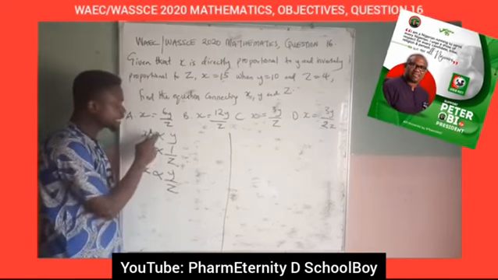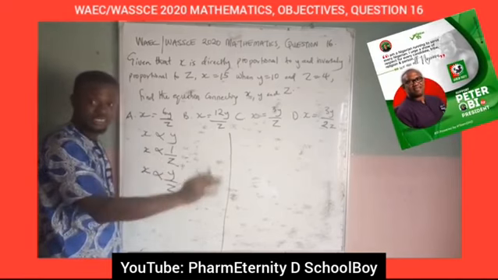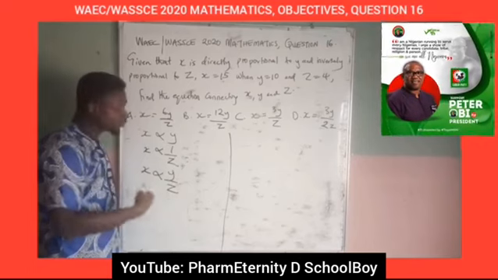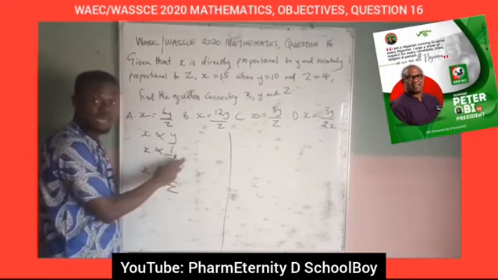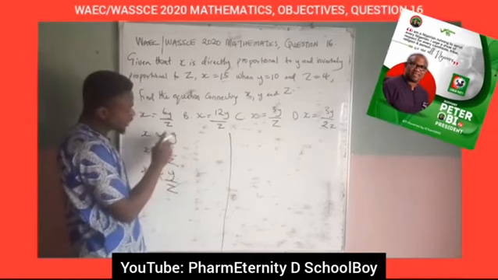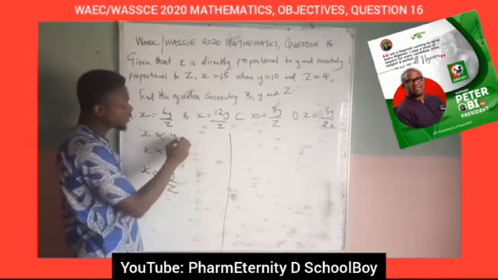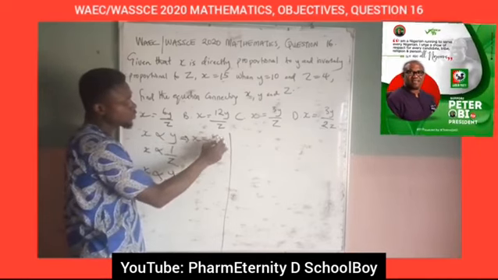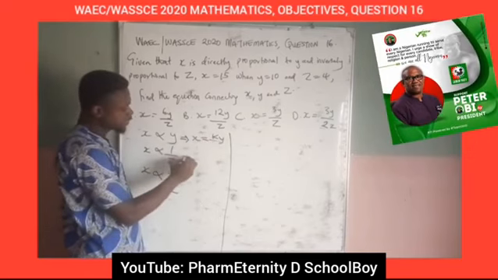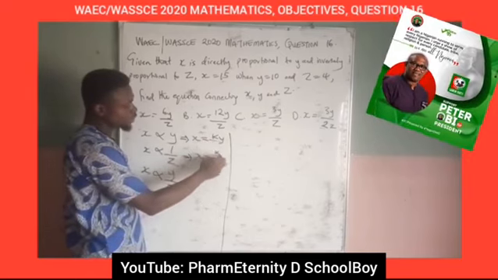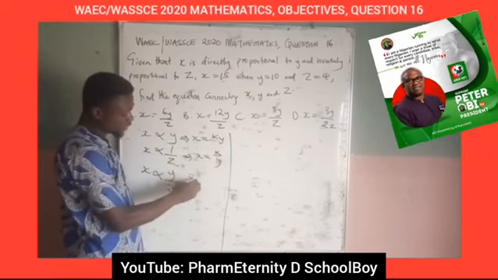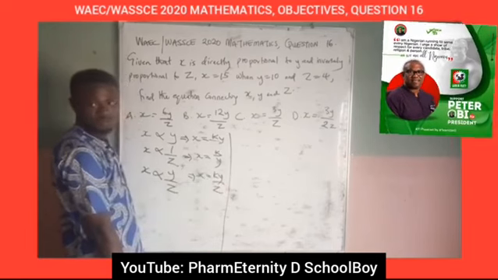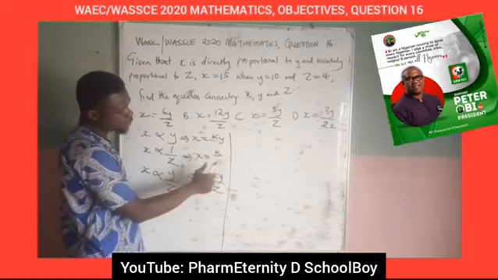To make this an equation, you introduce what is called a constant. If you introduce a constant, the proportion sign will disappear and you have your equal sign. We did this in variation. I'm just trying to help us refresh our memory. So if you turn this one to equation, it implies that x is equal to ky over z. Sorry, this is z, not y.